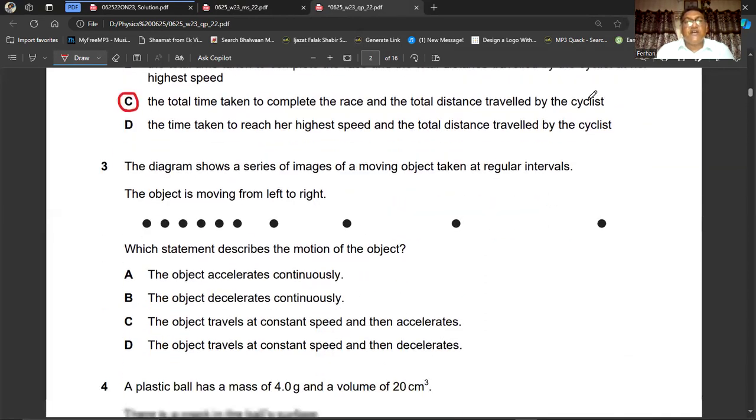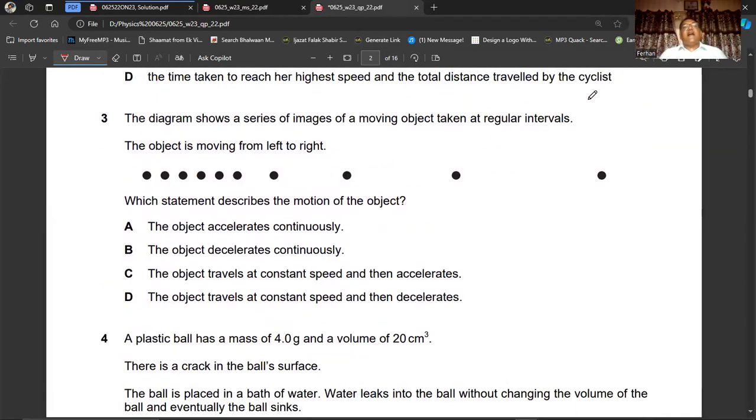Then we have question number 3. The diagram shows a series of images of a moving object taken at regular intervals. This word is very important because they are taking these photos at regular intervals, meaning after equal time intervals. The object is moving from left to right. Which statement describes the motion of the object?